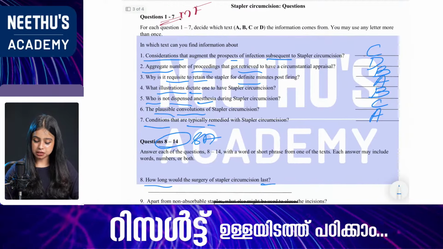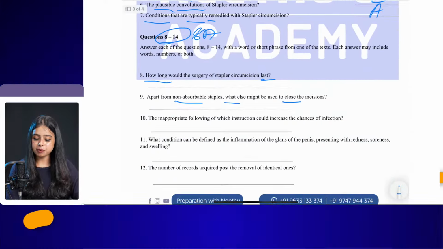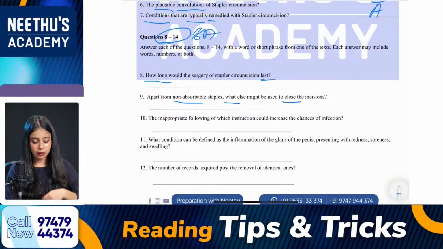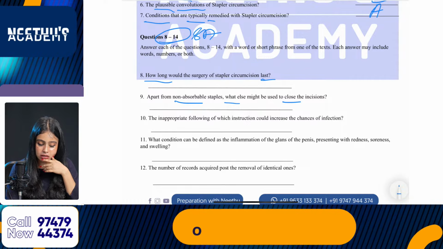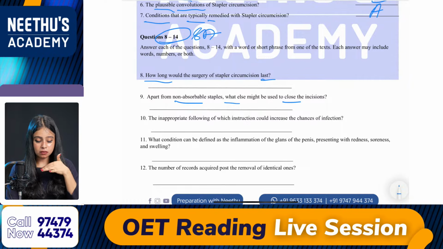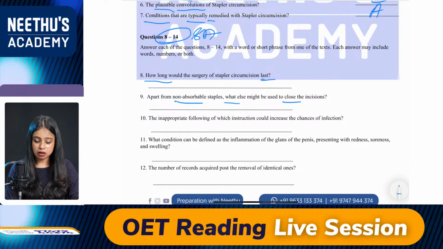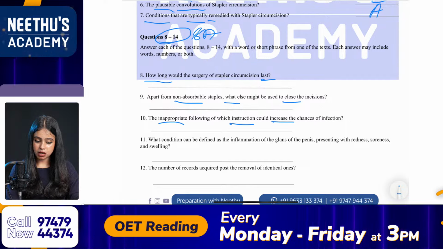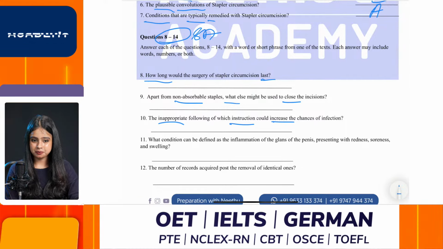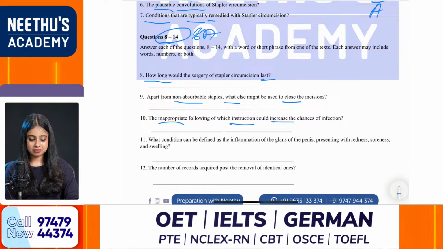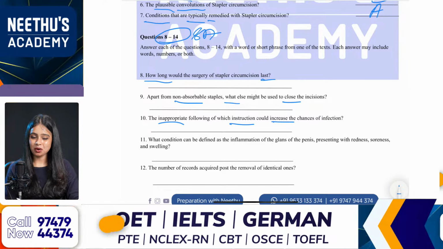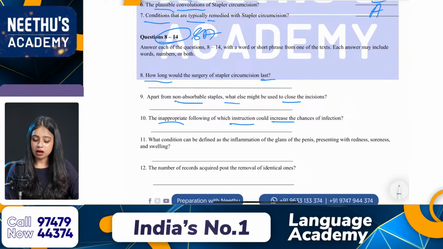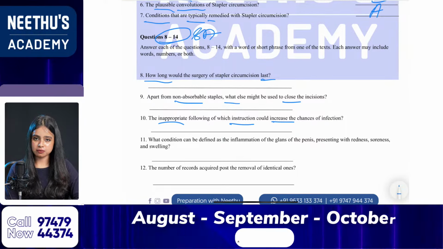Okay, then the 10th question. The inappropriate following of which instruction could increase the chances of infection? Any idea? Yes, Vaishnavi, it is silicone ring. Okay, dear. Then what about 10th one? Inappropriate instruction increase. Any idea? 10th question. No idea? Okay, so what about 10th question? The inappropriate following of which instruction would increase the chances of infection?